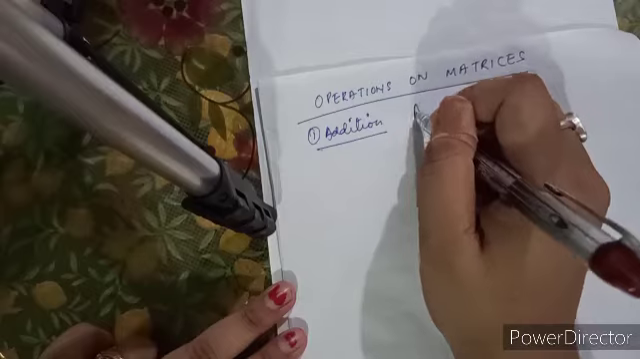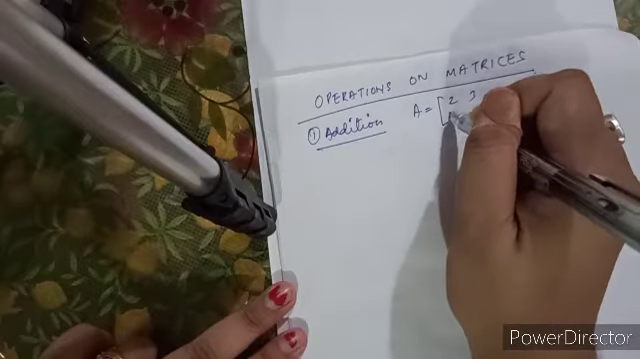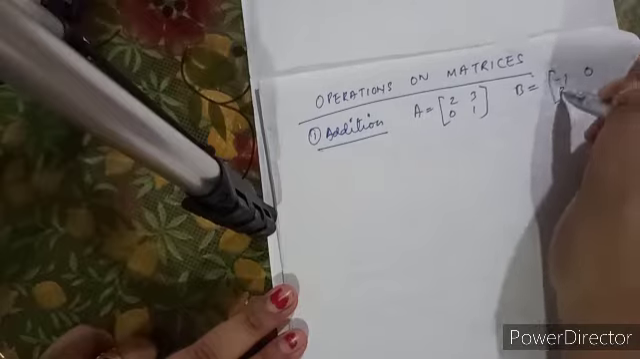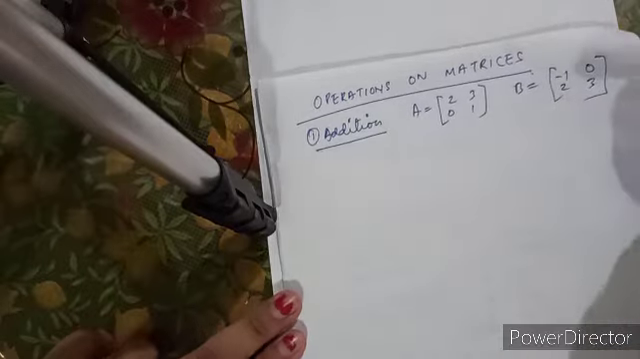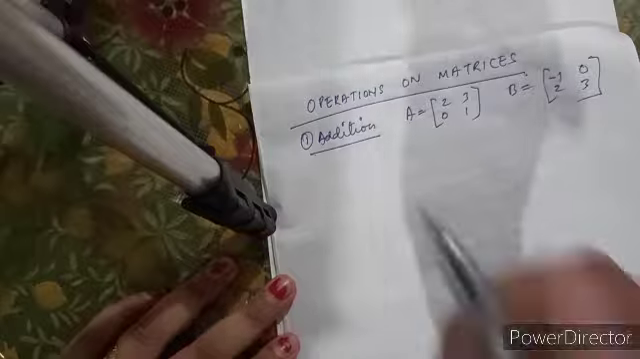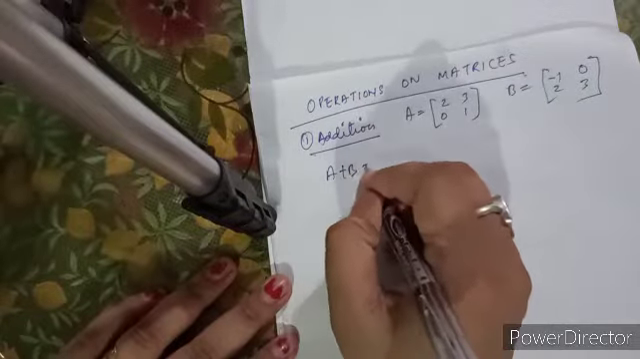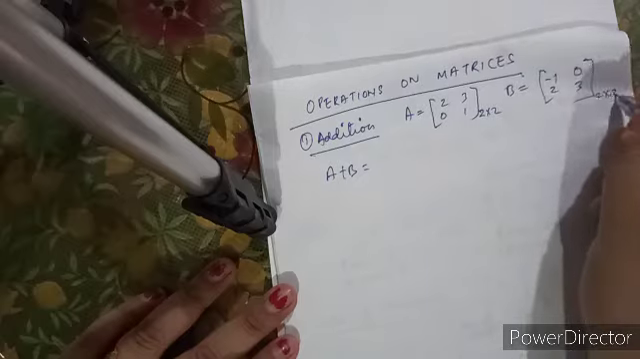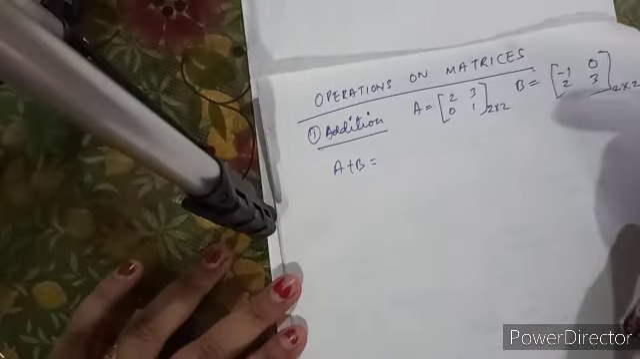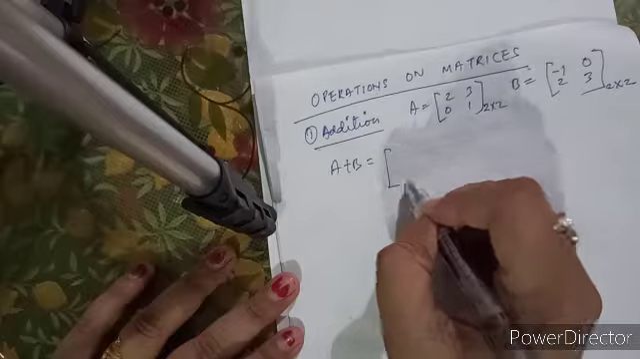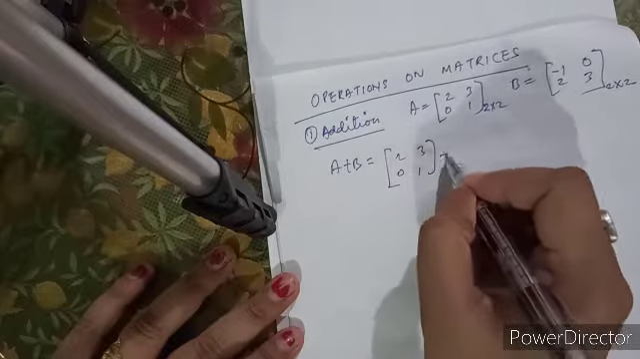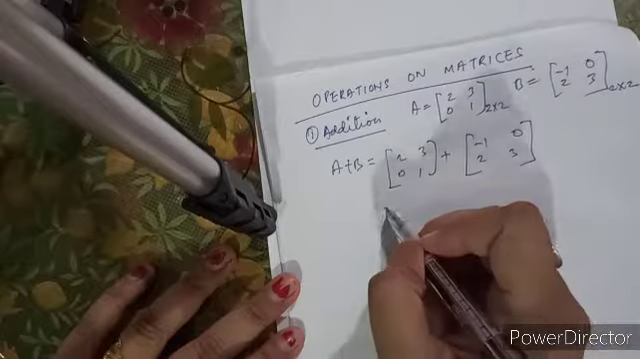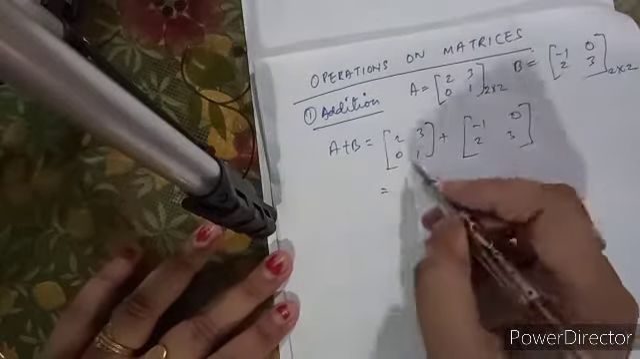Suppose you are given two matrices, that is 2, 3, 0, 1, and I am writing -1, 0, 2 and 3. How can you add these matrices? Before adding, you must first check that the order must be equal. Both matrices must have equal order. So 2, 3, 0, 1 plus -1, 0, 2, 3. What will be the resultant matrix?